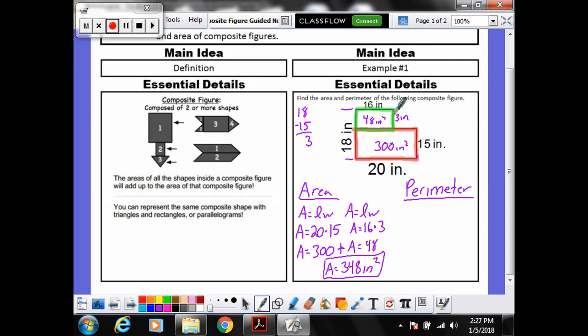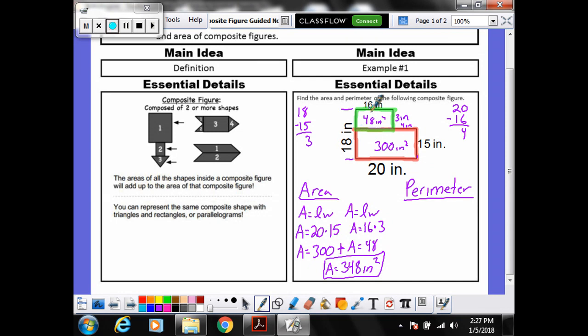From here to here is 16. So I need to find this missing gap. Well, what I can do is use the 20 that goes all the way across, and subtract the 16, which gives us 4. So this little sliver right here is 4 inches. So now I have all my sides.